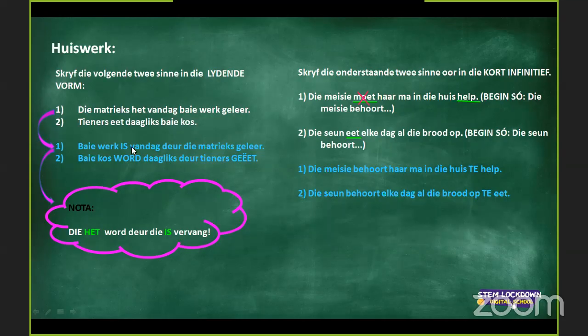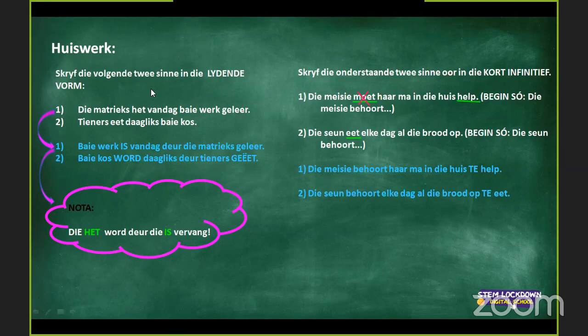Okay, our sentence does have a time word, therefore that comes next. It does not have manner. Then we put down the word deur. Then our subject, die matriek. There's no place, and then we add ge to the verb, but it already has a ge because it's written in the past tense. So our answer, baie werk is vandag deur die matriek geleer. Okay, just the extra note, die het word deur die is vervang. The het is replaced by is in the leidende vorm. In the passive voice, you just forget about it because it's been replaced by is.